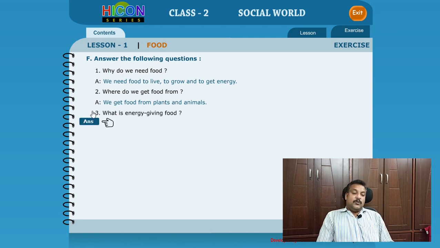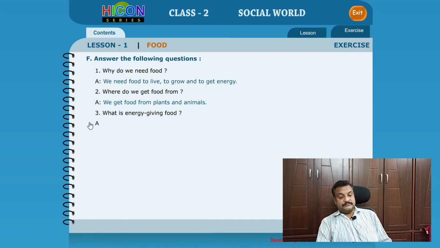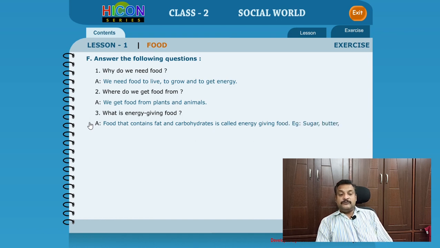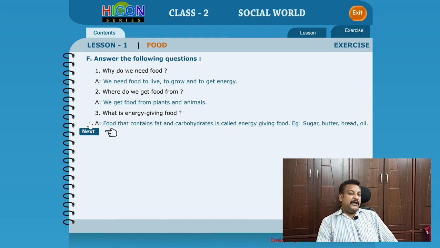Third question. What is energy giving food? Answer. Food that contains fat and carbohydrates is called energy giving food. So what do you mean by energy giving food? Food that contains fat and carbohydrates. Fats and carbohydrates are a rich content of energy giving food. Next question.